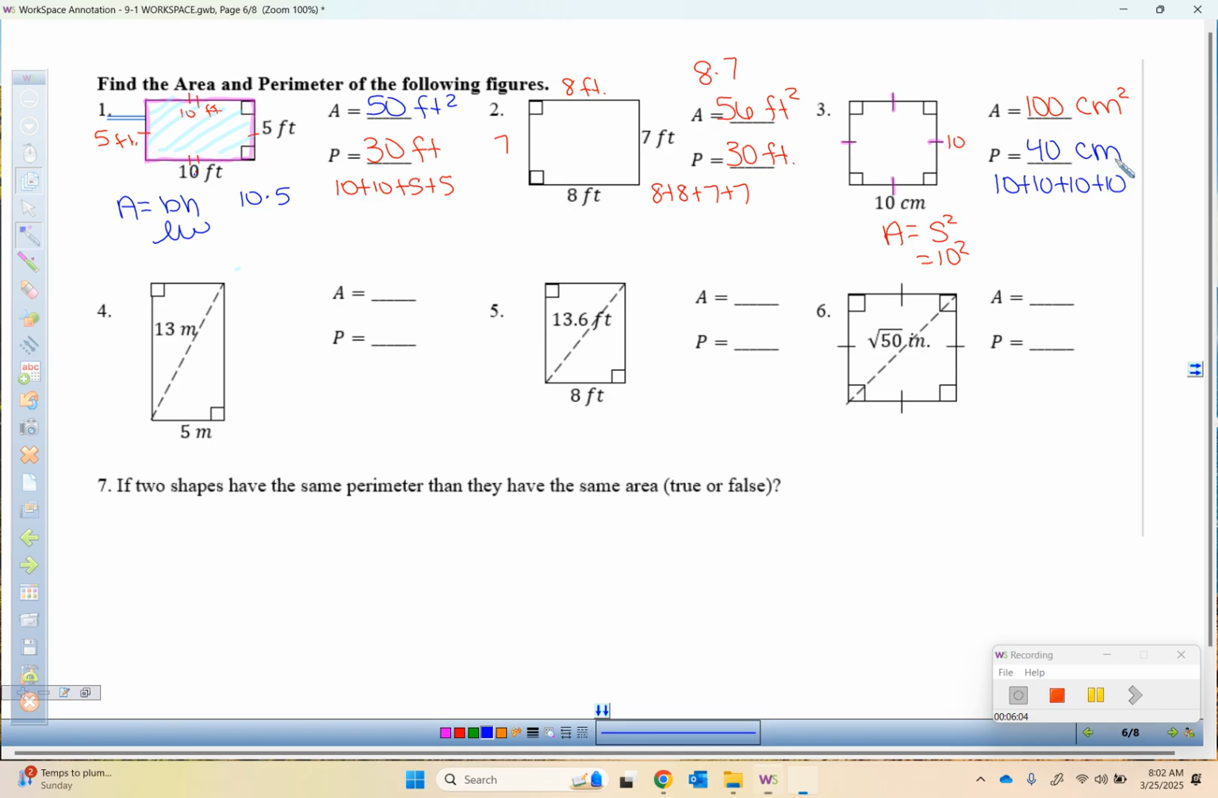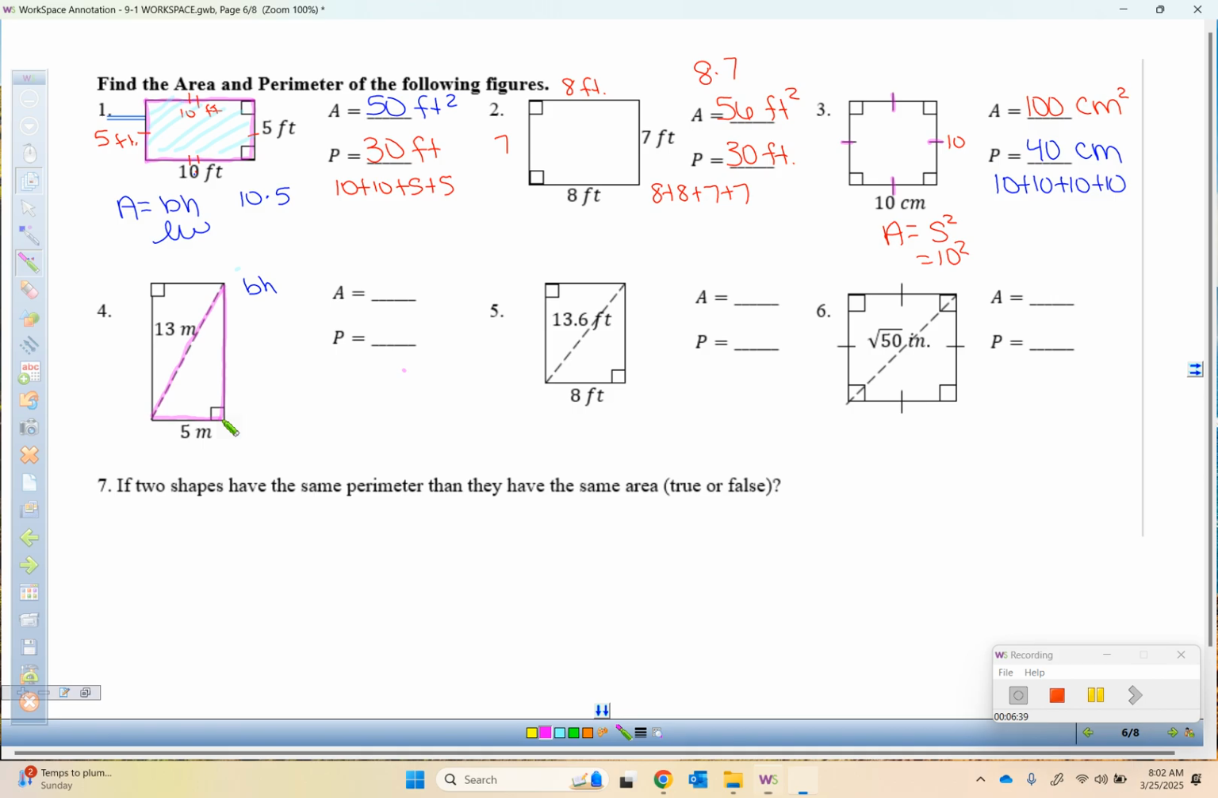Okay, now on number 4, finding the area here. We learned that area is the base times height, or length times width. But we have one side, we do not have another side. But what we do have is this diagonal in here. If I were to outline that diagonal and this, what shape did I just highlight?